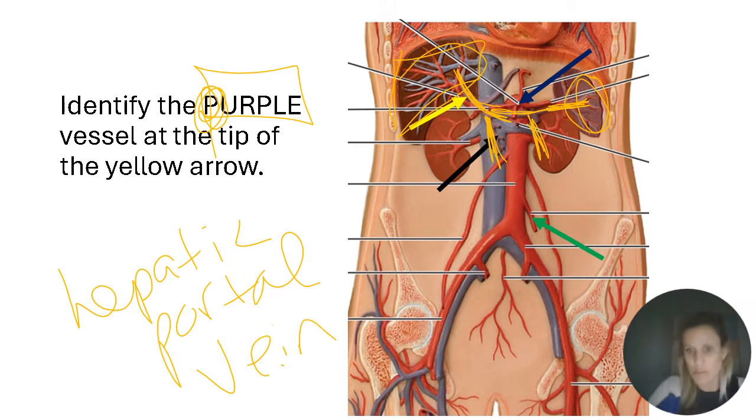It's the same vessel that we just labeled before, just on a different model.